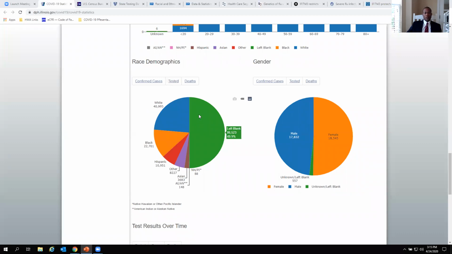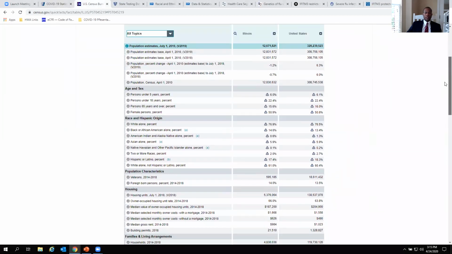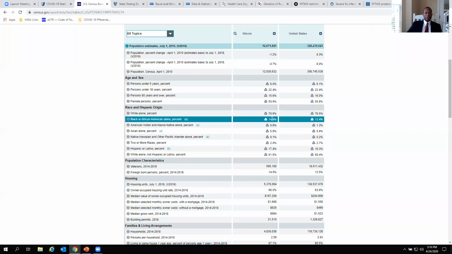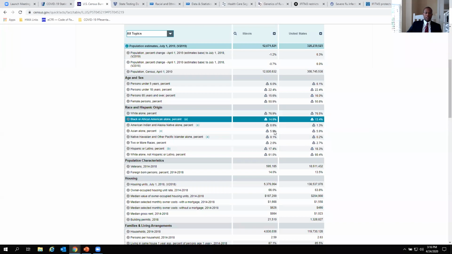The second thing I want to look at, we talk about being a representative sample, and here's the U.S. Census Bureau. This should look familiar. This is what I pulled for Illinois. If we scroll down, about 76%, and the same as nationwide, 76%, three-quarters of the population is white, 15% Black, and about 17% Hispanic. So we've got 75, 15, 17% here. So let's look at some of the testing data.